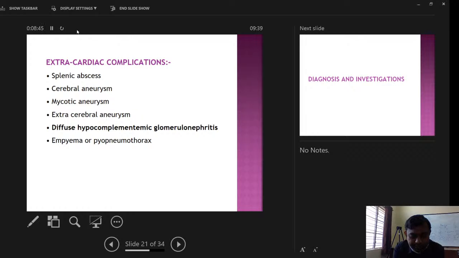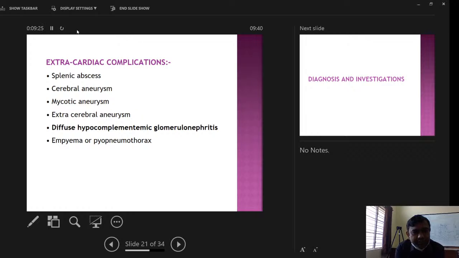Extracardiac complications are abscess. When the thrombus or emboli focus in any place, there is a chance of infection which may lead to abscess formation. That is splenic. If it enters the splenic circulation, it will cause splenic abscess, and cerebral aneurysm, cerebral abscess, myocardial abscess. Myocardial abscess is a thin-walled abscess which may rupture, and extracerebral aneurysms, and there is hypocomplementemic glomerulonephritis. Here also the thrombus is focused on the glomerulus and it may lead to glomerulonephritis which may be hypocomplementemic.